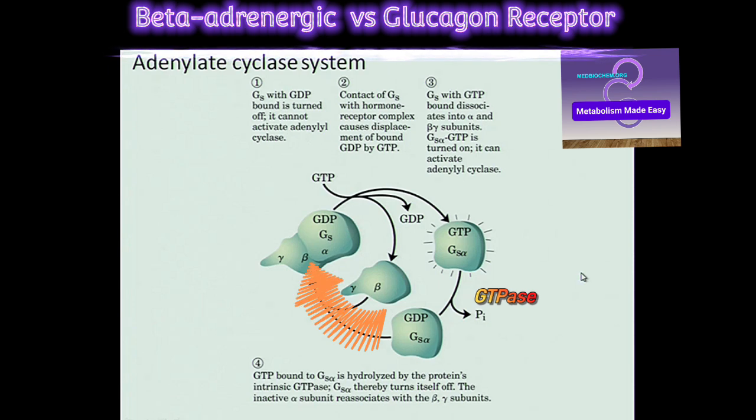You turn off the activation of adenylate cyclase by hydrolyzing GTP back to GDP. This form can no longer activate adenylate cyclase and produce cyclic AMP. Okay? It's very important to appreciate that in all cells, when you activate something, you have to have a turn-off mechanism. It's kind of like when you turn on the light, right? If you keep the light on, the bulbs won't last as long. So same with the cell.